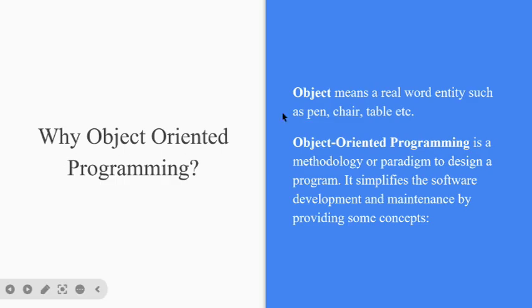Object means a real-world entity such as a pen, chair, table, etc. Object-oriented programming is a methodology or paradigm to design a program. It simplifies the software development and maintenance by providing some concepts.